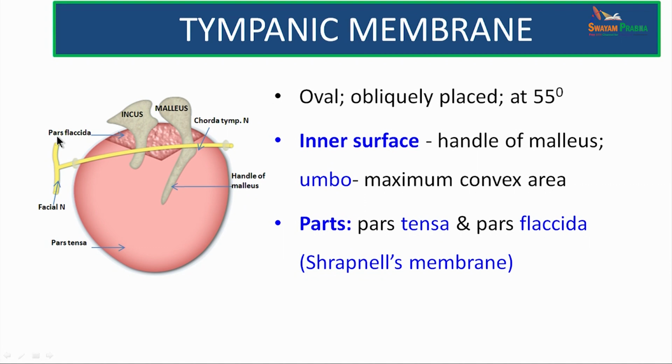Now, coming to look at the important content from the lateral wall, the most important structure that we discussed is the tympanic membrane. It has a fibrocartilaginous rim at its end and it is attached by means of a sulcus. It has a pearly white appearance. It is oval and obliquely placed at an acute angle of 55 degrees to the tympanic floor.